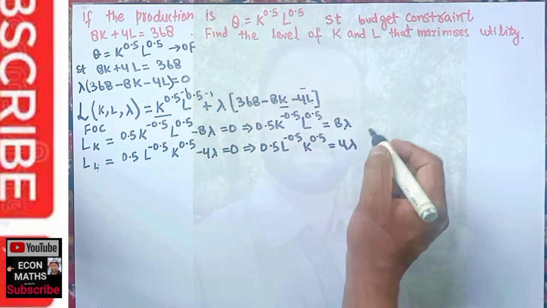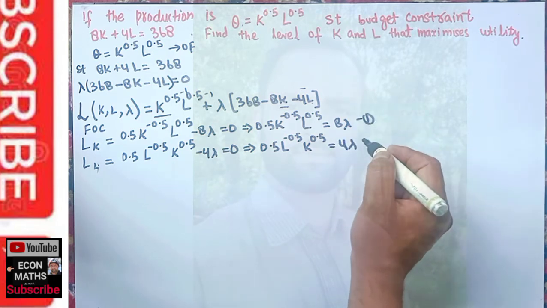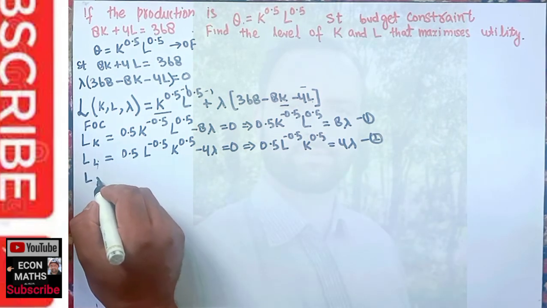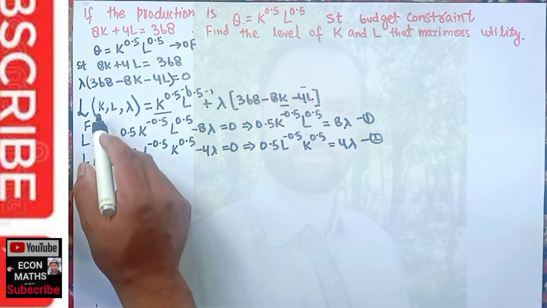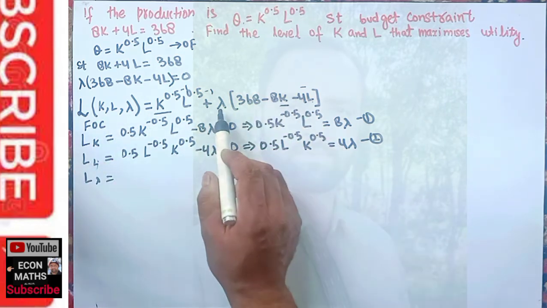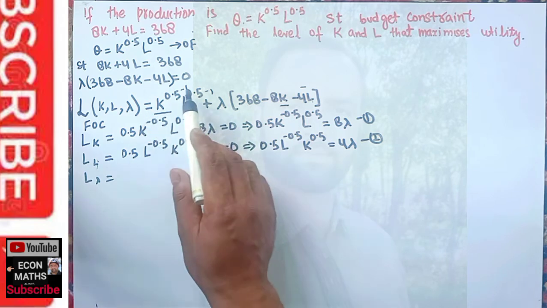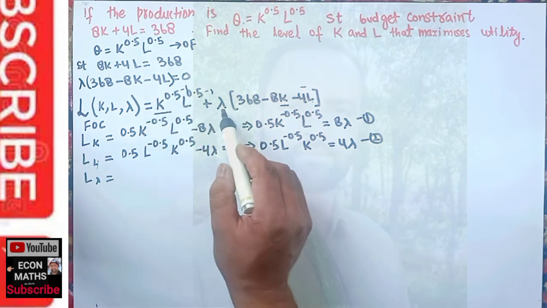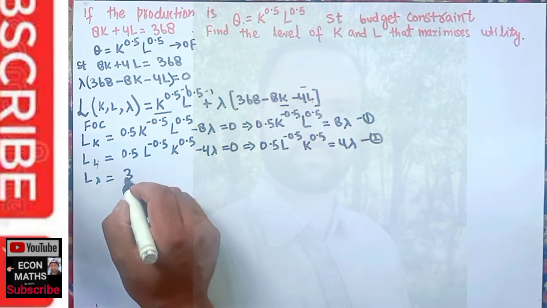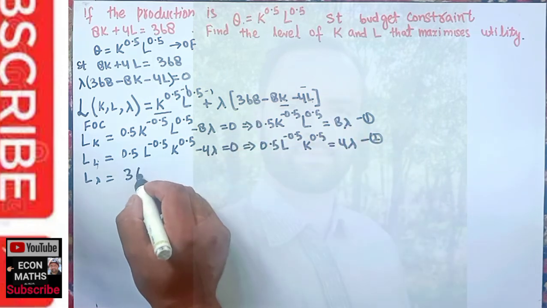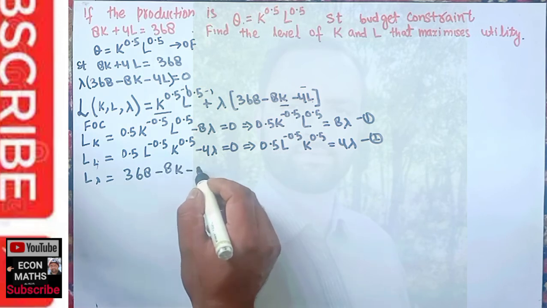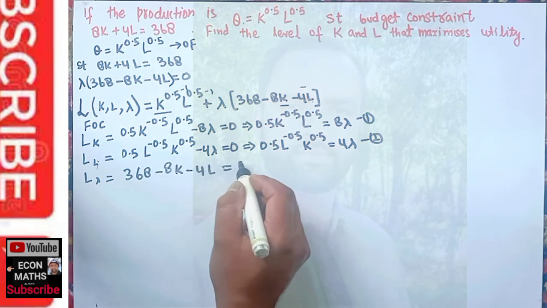Okay, let this be equation first, this be second. Similarly, partially differentiating with respect to lambda now. The derivative of lambda is 0 here, no lambda is involved, so it is 0 here, and the derivative of lambda is 1, so we are left with 368 minus 8k minus 4l and set it equal to 0.